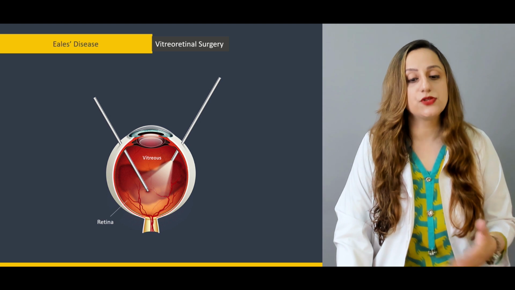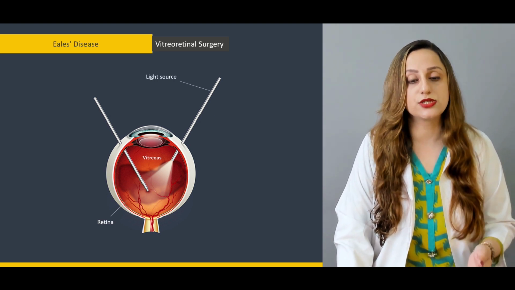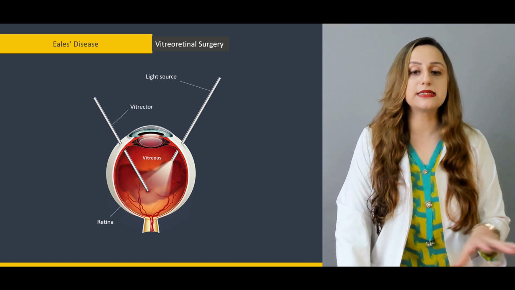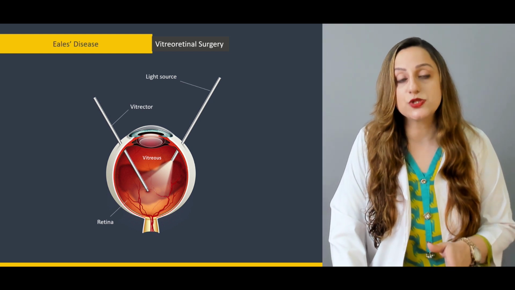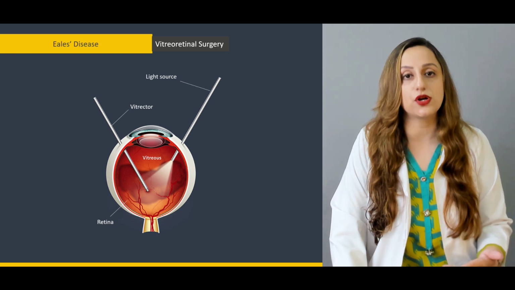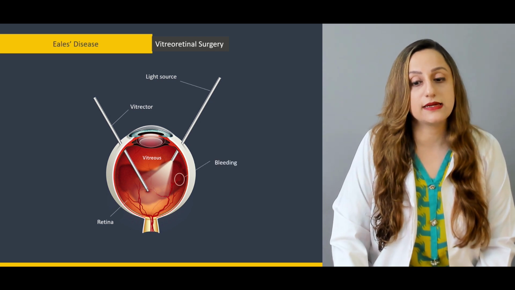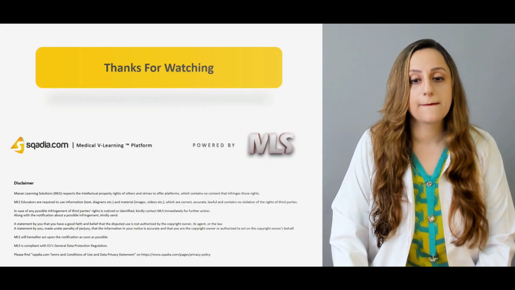This is the retina. The retinal detachment is one of the complications that is treated by the vitreoretinal surgeries. This is a light source, and this is a vitrector. So this is basically a surgery that is performed for the retinal detachment, which is a complication of Eales disease. The Eales disease itself is not treated surgically, but its complications can be treated by the surgeries. The bleedings can be treated by the surgeries.